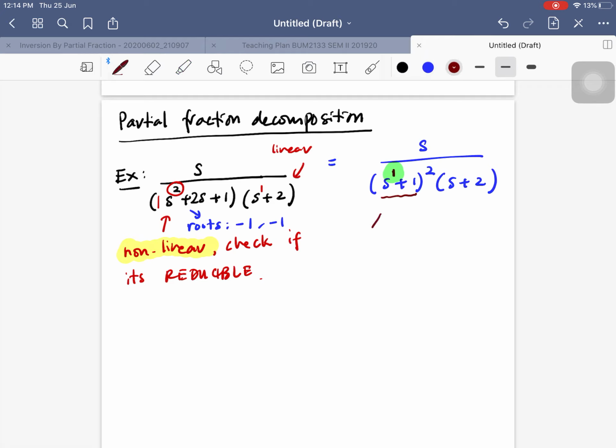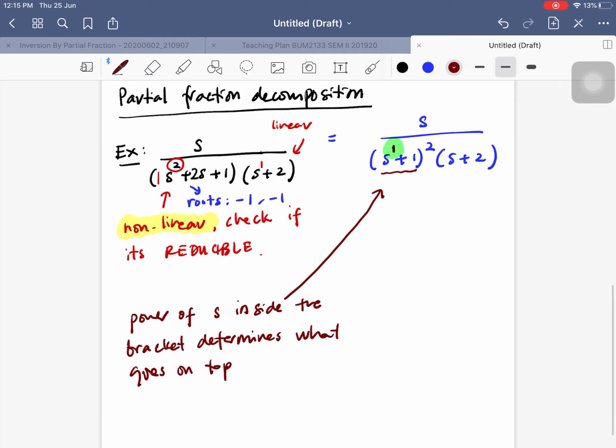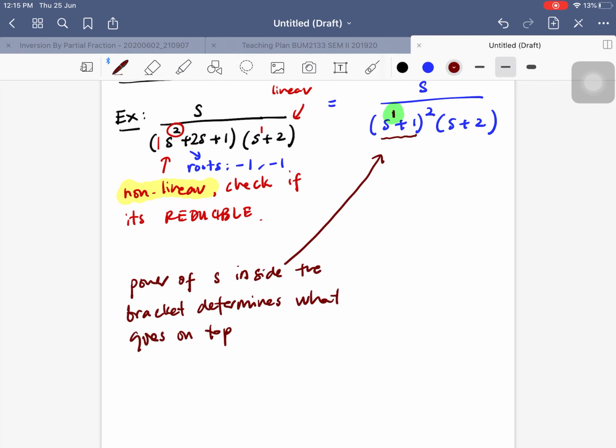So let me write for you somewhere down here. Power of s inside the bracket determines what goes on top. So if you remember that for partial fractions, we're going to have a, b, c at the top. So how do we know whether it's going to be a or a multiplied by s? That is going to be determined by the power of s inside the bracket. So let me put a highlight over here, power of s inside the bracket. So it's going to determine what goes on top.